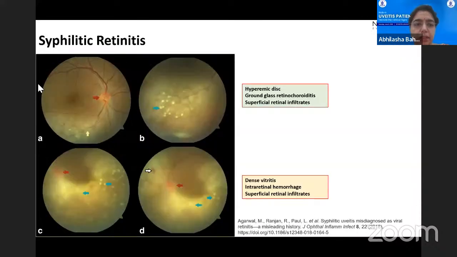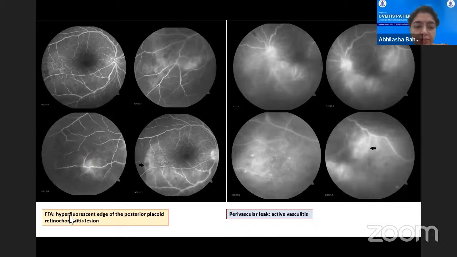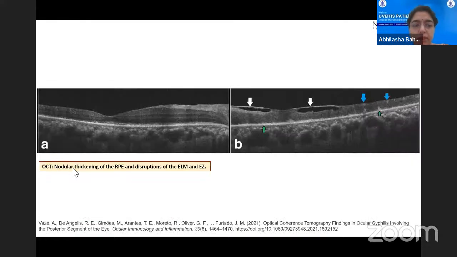Coming to syphilitic retinitis, you see a hyperemic disc, ground glass retinochoroiditis, and very typical superficial retinal infiltrates in this case. There is dense vitritis, intraretinal hemorrhage, and again, in the other eye also, you see these typical superficial retinal infiltrates. On FFA, the hypofluorescent edge of the posterior placoid lesion is seen, and a perivascular leak shows that this patient has active vasculitis. OCT findings are typical of nodular thickening of the RPE and disruptions of the external limiting membrane and the ellipsoid zone.